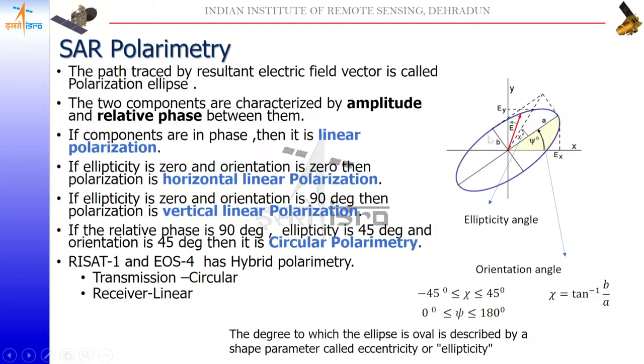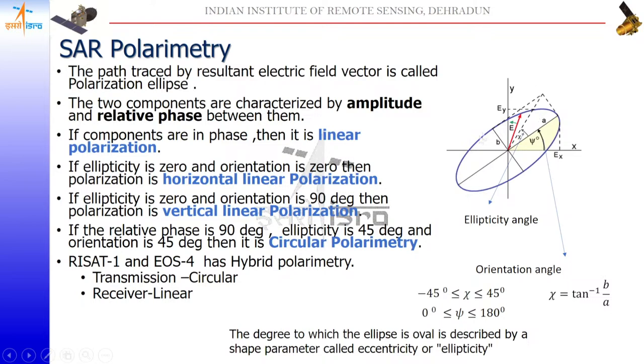This polarization ellipse has two things: the amplitude and the relative phase. If the x and y components, that is the horizontal component and the vertical component, are in phase, then we say it is a linear polarization. Basically, most SAR systems have linear polarization, which means the H and V polarizations are always in phase. Now, how do we define the horizontal and vertical polarization?